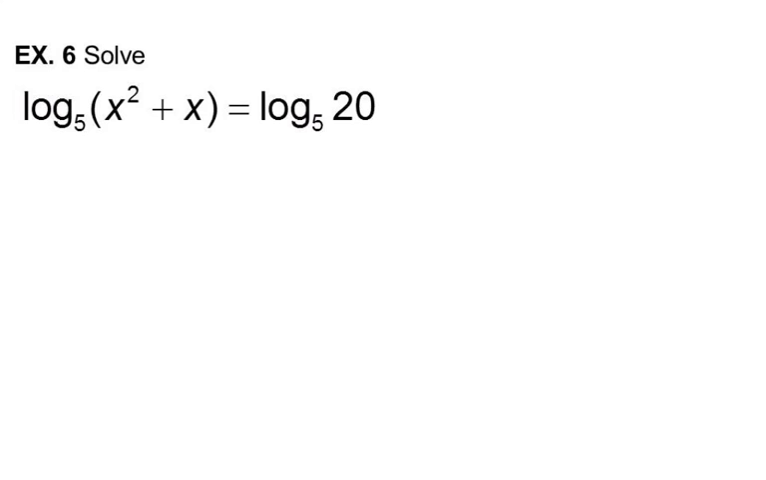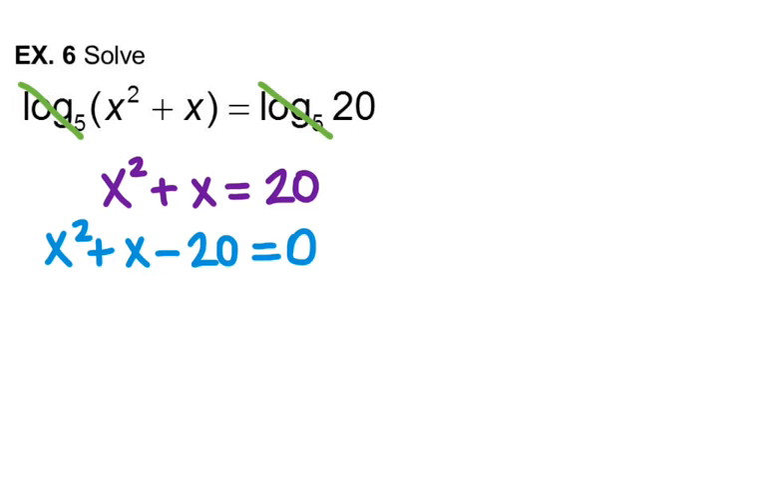Okay, number 6, log base 5 of x squared plus x equals log base 5 of 20. Since I already have a log equals a log, I'm going to drop the logs and solve. x squared plus x equals 20. Since this is a quadratic function, I'm going to move the 20 to the left-hand side, and we need to factor.